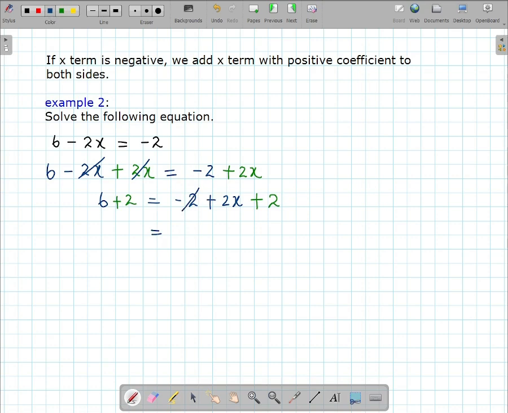So minus 2 add 2 gone. 2x remains on the right hand side. 6 plus 2, that is 8. Then I have here 8 equals 2x. So we don't need 2x, we need x only. We have to remove this 2. How? Divide by 2, both the sides. And 2 gets cancelled. Right hand side x, 8 divided by 2, that is 4. So x equals 4 is the answer.